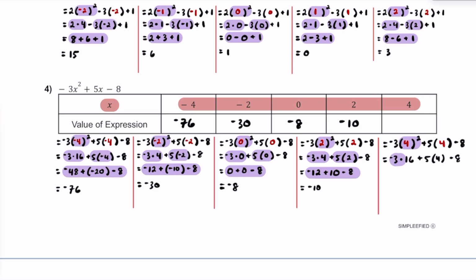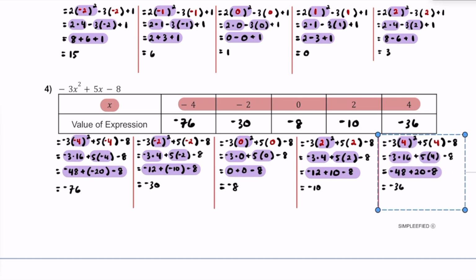Okay, so we have two multiplication problems here and here. Negative 3 times 16 is going to be negative 48, and then 5 times 4 is going to be 20, and then take away 8 here. From left to right, negative 48 plus 20 is going to be negative 28. Then this negative 28 minus 8 should be negative 36. Okay, so this would be our value of the expression if x is 4. And I'm just going to go ahead and make this a little smaller so hopefully it looks more consistent with the rest of the work.